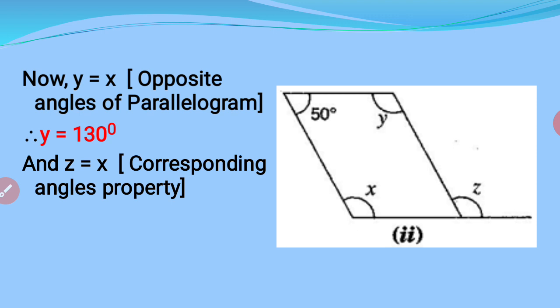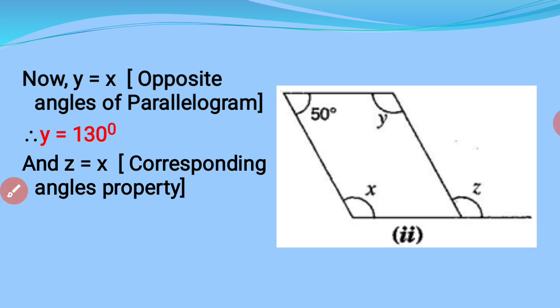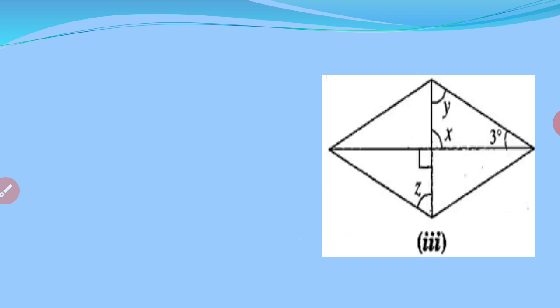Now, if we talk about z and x, they are forming a pair of corresponding angles. Here, this is one line, this is another line parallel, and this is the transversal. So, we can say that angle x and angle z are the corresponding angles. We also know that when the lines are parallel, the corresponding angles are equal. So, we will say that z is also equal to 130 degrees. With this, we proceed further.